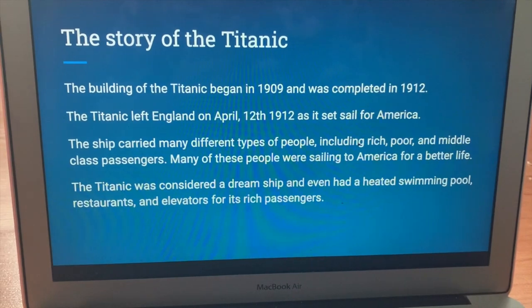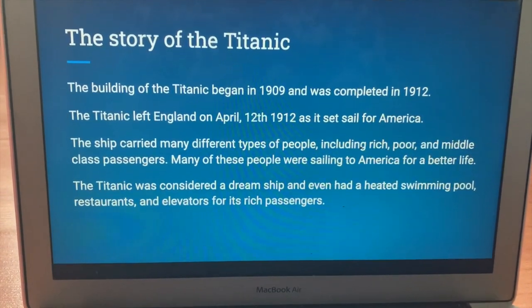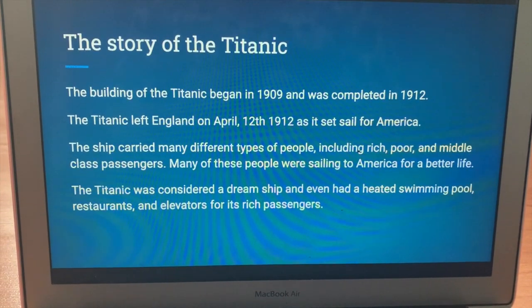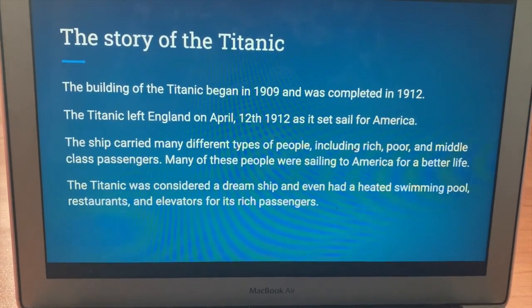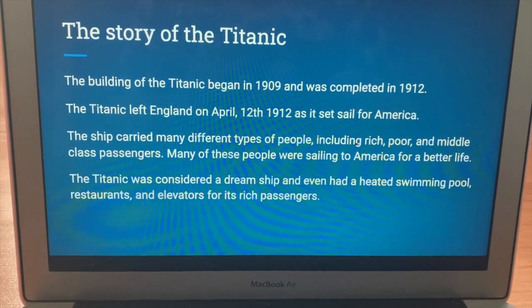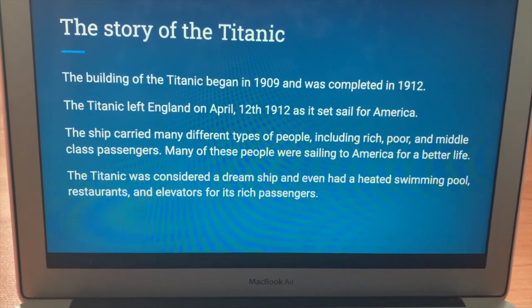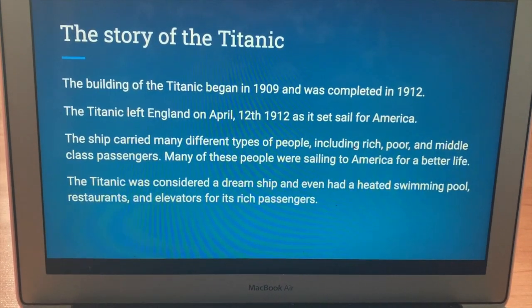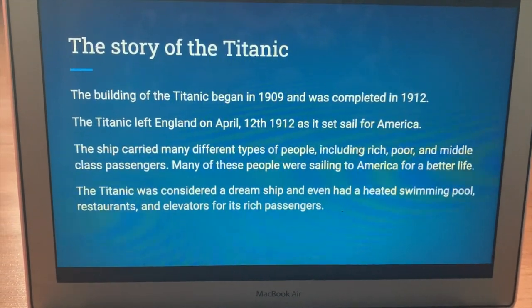So I'm sure some of you might have heard of the Titanic, but if not, we're going to talk about it today. So they began building the Titanic in 1909, and it actually was completed in 1912, and then it set sail from England to America on April 12th, 1912.